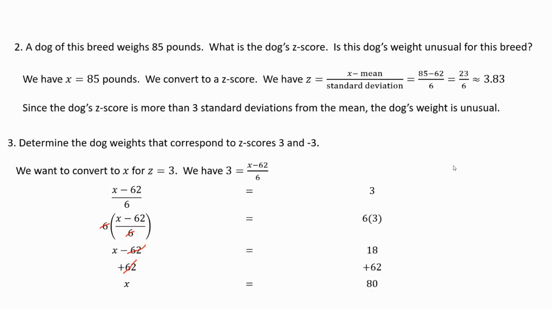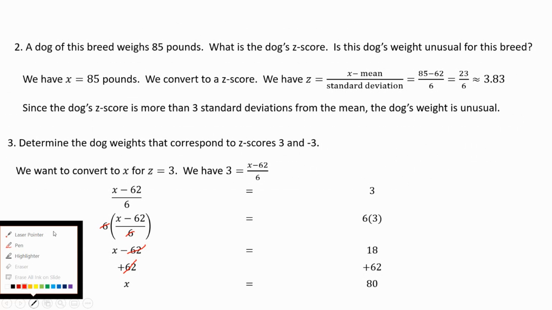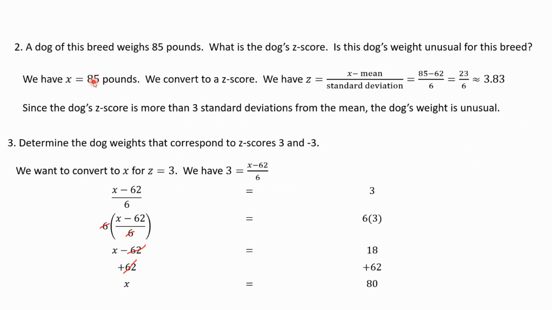Okay. What about this one for 85 pounds? Well, what about this dog's z-score? Let's see. Same thing. We want to know if it's unusual for this breed. Well, we have 85 pounds. Let's find its z-score. We plug it in. Again, the mean we were given is 62. The standard deviation was 6. So we have 85 minus 62 over 6. And if you do that, you get 23 over 6, which is about 3.83.